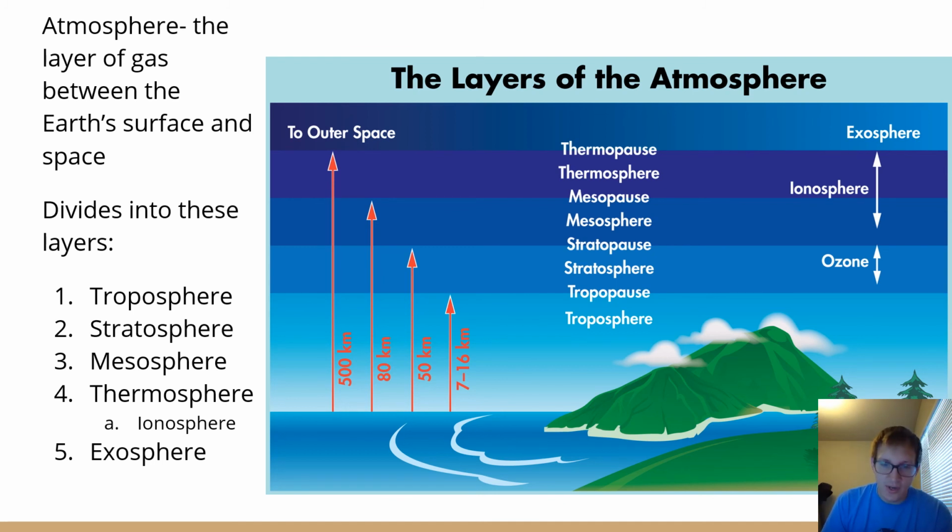So the 5 layers are the troposphere, which is the one that's closest to Earth. Number 2 is the stratosphere, which is just above that. 3 is the mesosphere, then the thermosphere with the ionosphere contained in that, and then the last one is the exosphere. The way that I typically remember these is that the exosphere is like exiting the atmosphere and going into space.